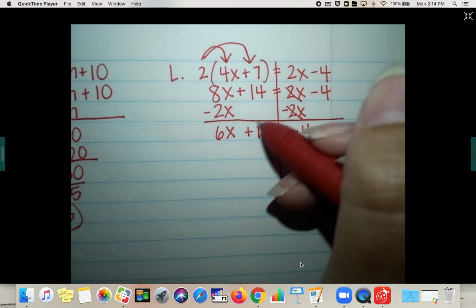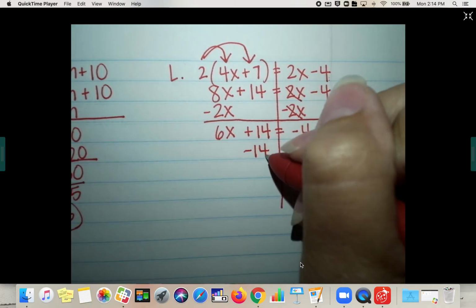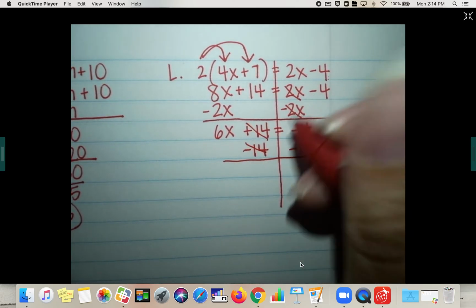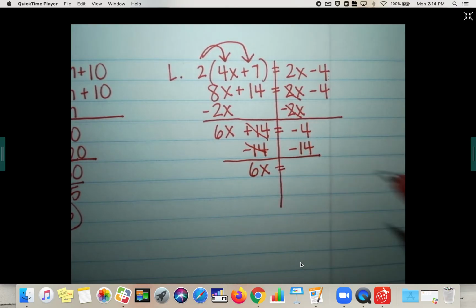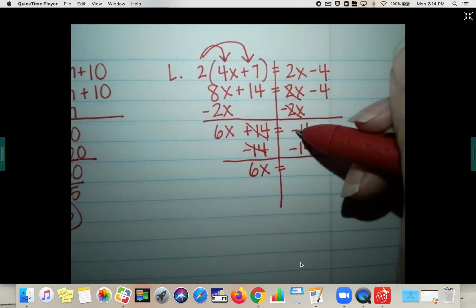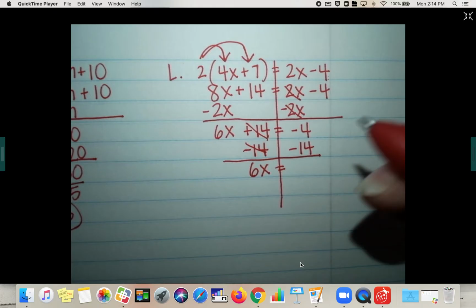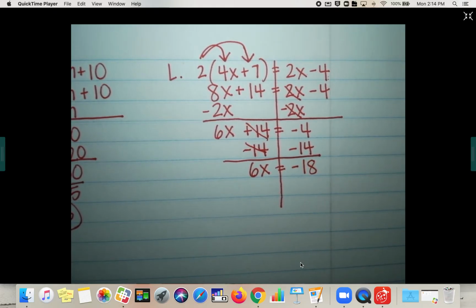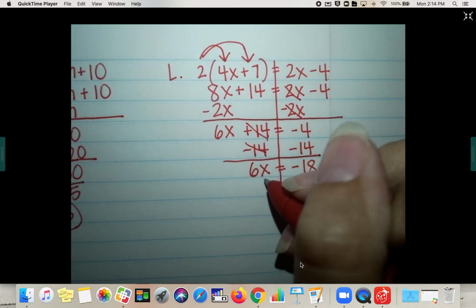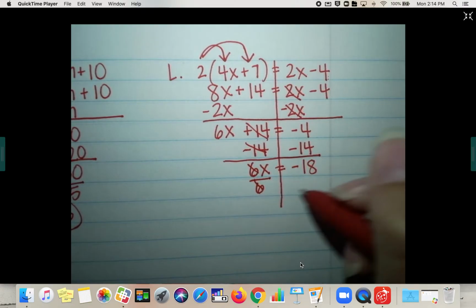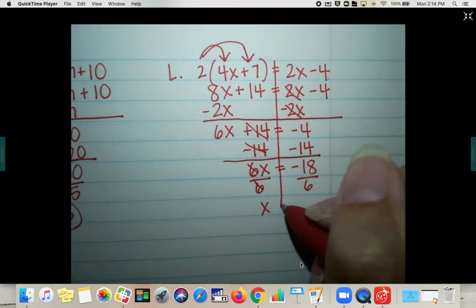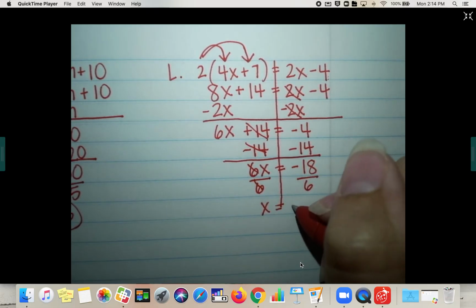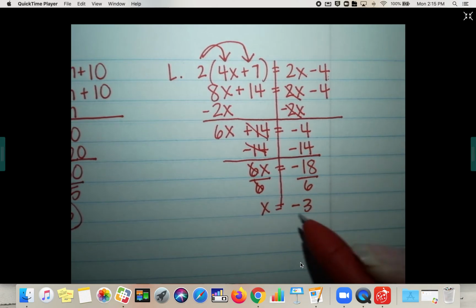All right, the opposite of adding 14 is subtract 14 on both sides. Cancel, cancel. Bring down your 6x. Careful here, negative 4 minus 14 more is actually negative 18. A lot of people might have thought that was 10 or negative 10. Last step, divide by 6. X equals negative 18 divided by positive 6. Negative divided by positive is negative 3.